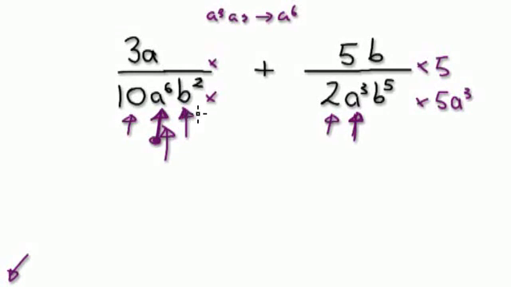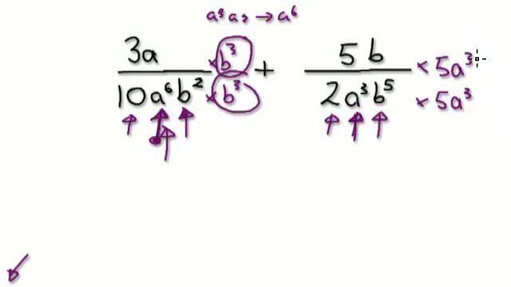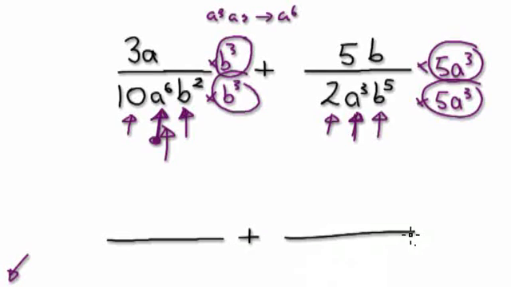So let's jump to B now. B to the power 2, and over here you've got B to the power 5. So over here, I will need an extra B times B times B. I'm going to need this, B to the power 3. Okay? So here, this is done. So times top and bottom by B to the power 3. Over here, times top and bottom by 5A to the power 3. Okay? So to merge the two fractions, it would be like this.